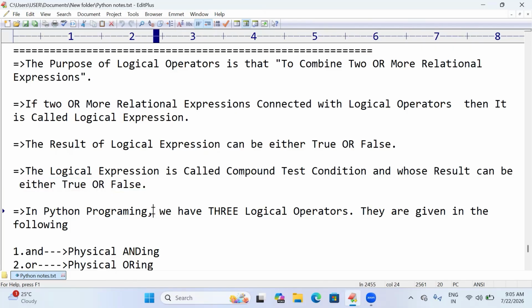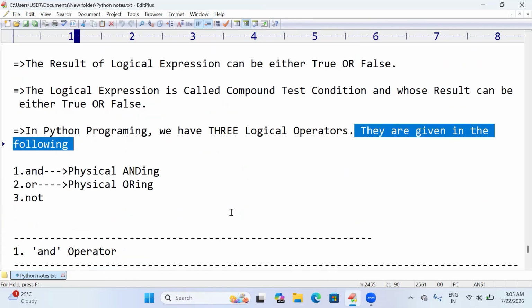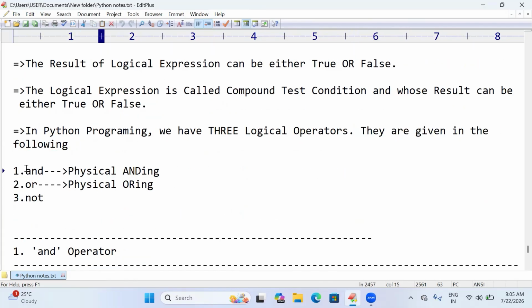In Python programming, we have three logical operators. They are given in the following. First is and, second is or, third is not. This and means logical anding, and this or means logical oring. These are the standard words.